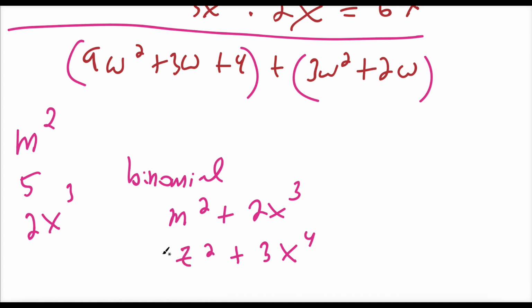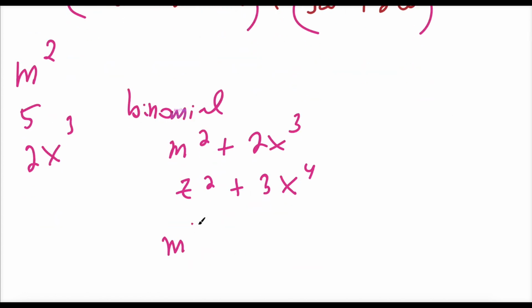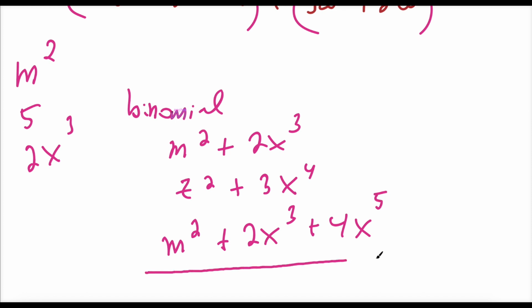Something with 3 different things, like m squared plus 2x to the third plus 4x to the fifth. Good. That's called a, what is it called? Trinomial. Okay. Anything beyond tri is just called a polynomial.